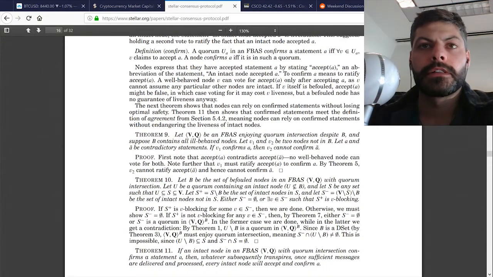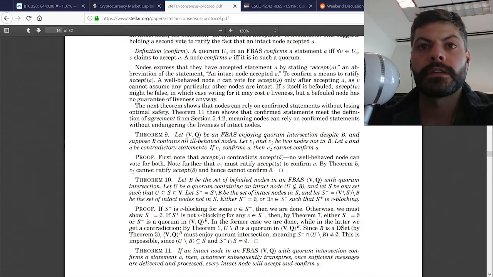Theorem 9. Let the tuple V be an FBAS enjoying quorum intersection despite B, and suppose B contains all ill-behaved nodes. Let V1 and V2 be two nodes not in B. Let A and A' be contradictory statements. If V1 confirms A, then V2 cannot confirm A'. See proof below on page 16.